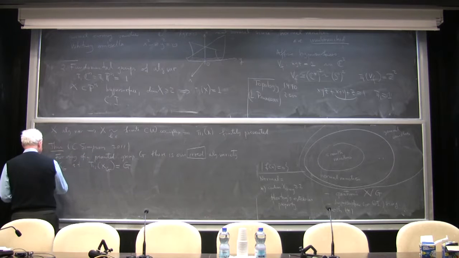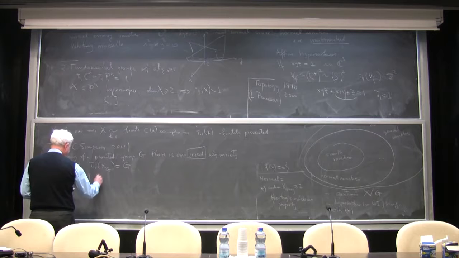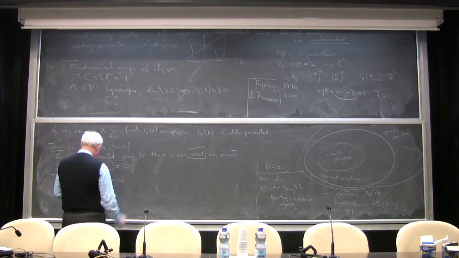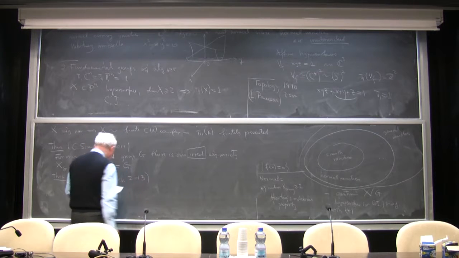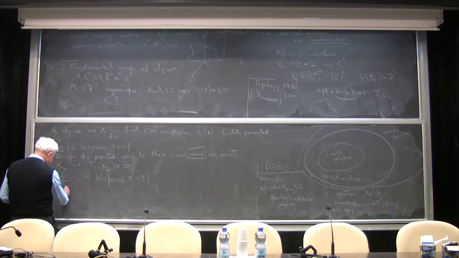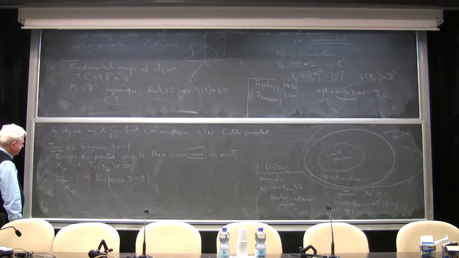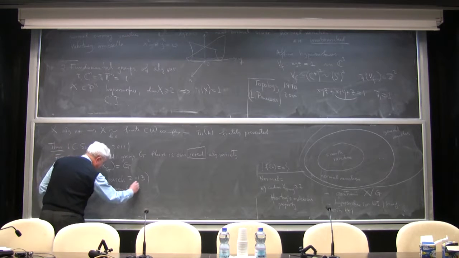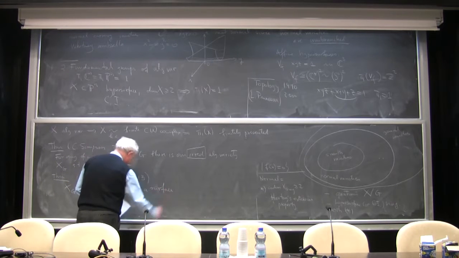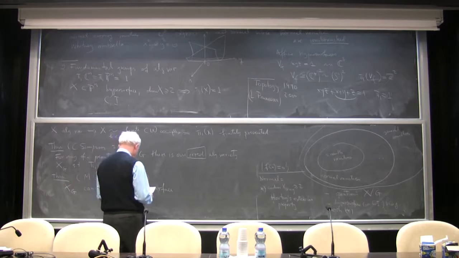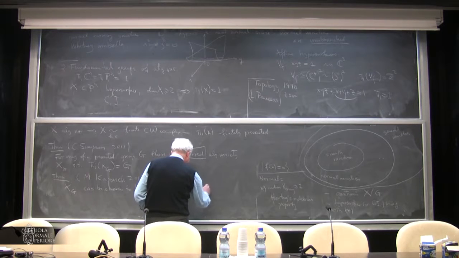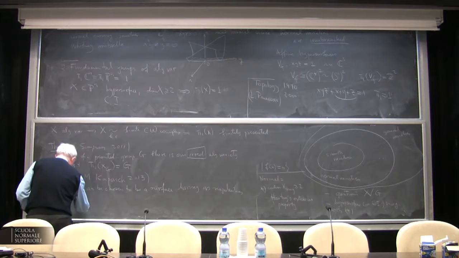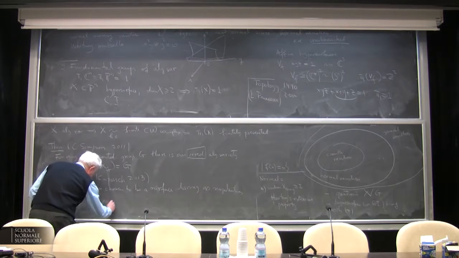And soon after that, Simpson improved his result in the following way. This algebraic variety can be chosen to be a surface having singularities only normal crossings and good numbers.